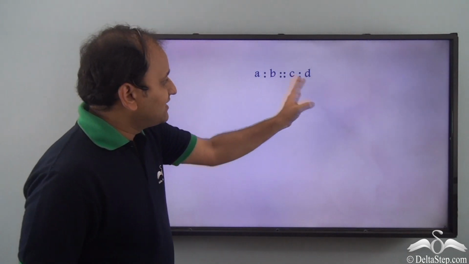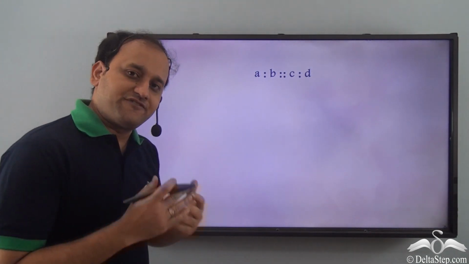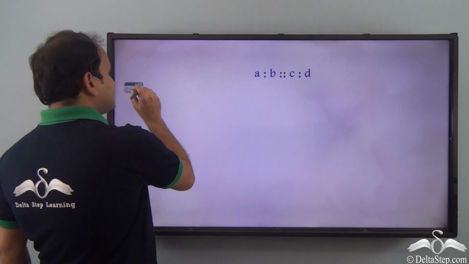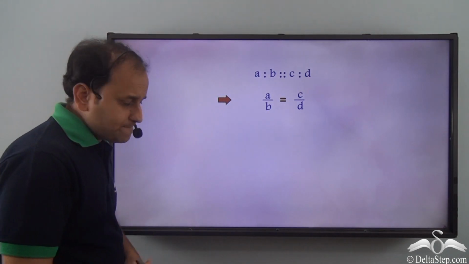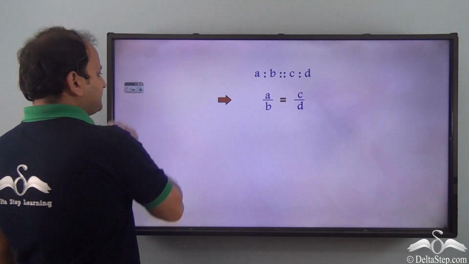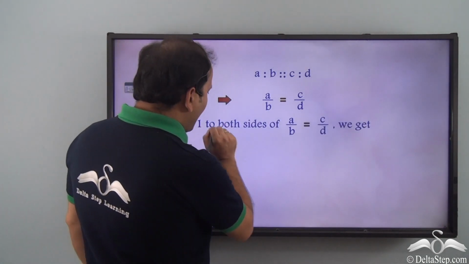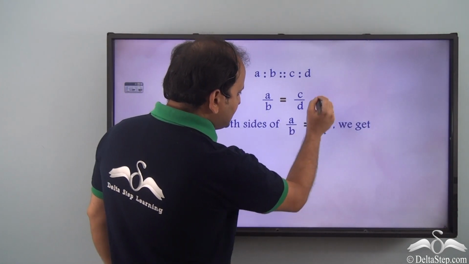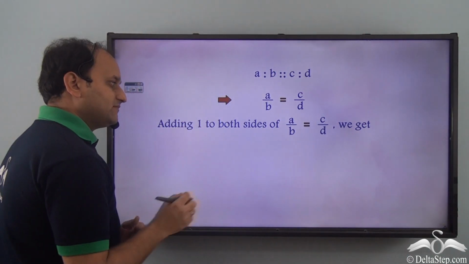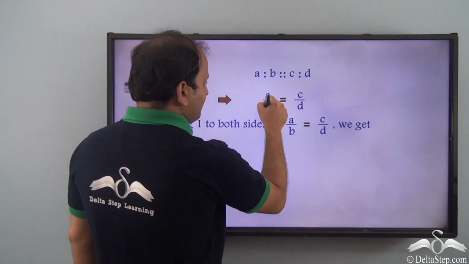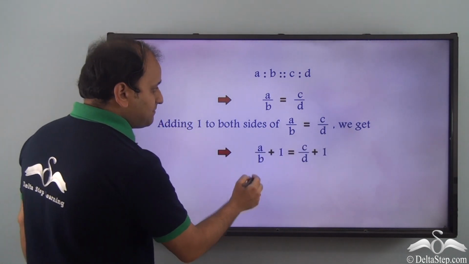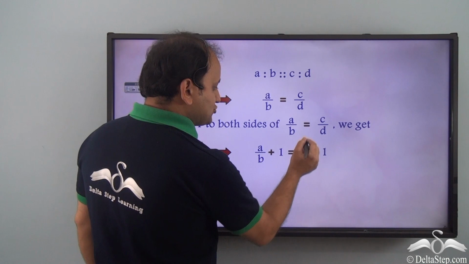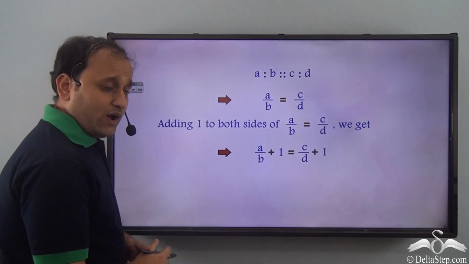Now how can we write this relationship in terms of fractions? Well, we can write A by B is equal to C by D. Now what if we add 1 to both sides of A by B is equal to C by D? Then what do we get? Well, we add 1 on both sides. So we have A by B plus 1 is equal to C by D plus 1.